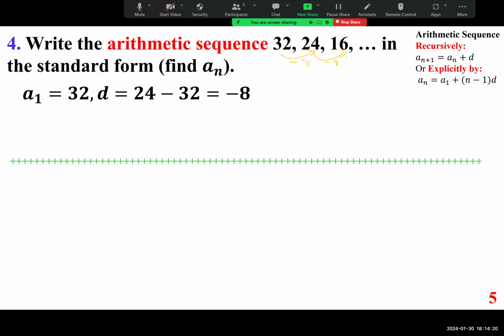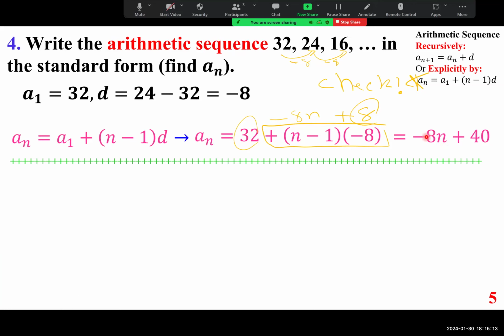And so this is minus 8n plus 8. These two combine into 40. Now, it's always a good idea to check. Now, how do you check? Very simple. If n is 1, do you get the first term? Minus 8 plus 40 equals 32. If n is 2, do you get the second one, 24, so on and so forth. So you check your work.